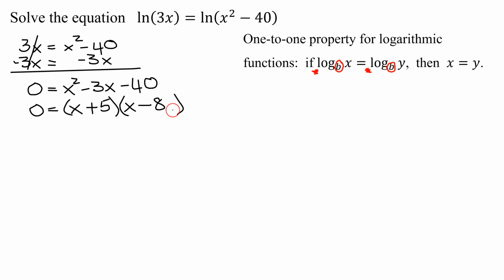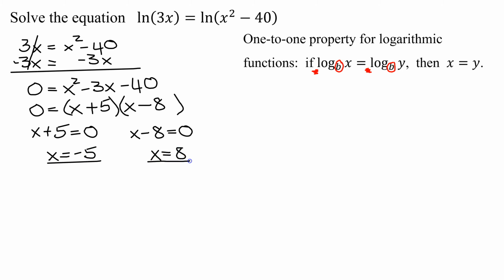Two quantities multiplied together equaling 0, using the 0 factor property, we set each of them equal to 0. So x plus 5 equals 0 or x minus 8 equals 0. From the first one, subtract 5 from both sides, you get x equals negative 5. From the second one, add 8 to both sides, you get x equals positive 8.